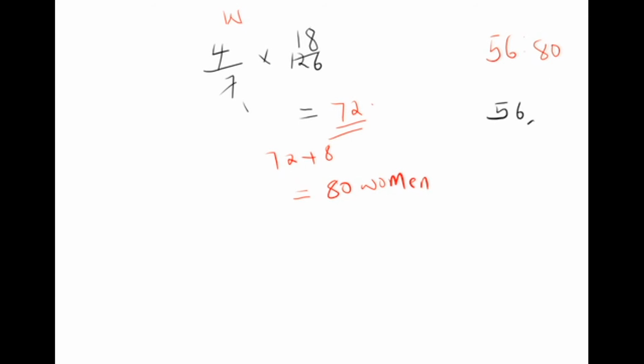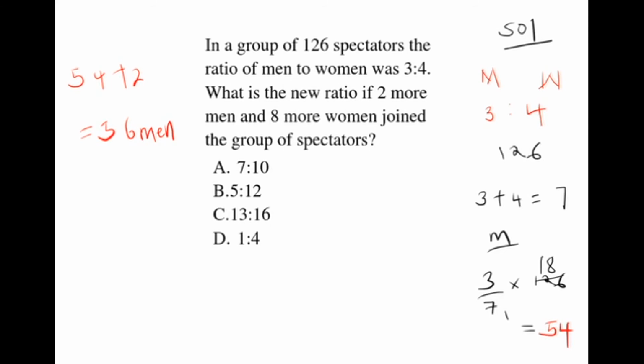We can have 56 over 80. Then from there we can simplify. We can divide by 2. We get 28 over 40. By 2 we get 14 over 20. By 2 we get 7 over 10. So the new ratio is 7 is to 10. Therefore, our correct choice is A.